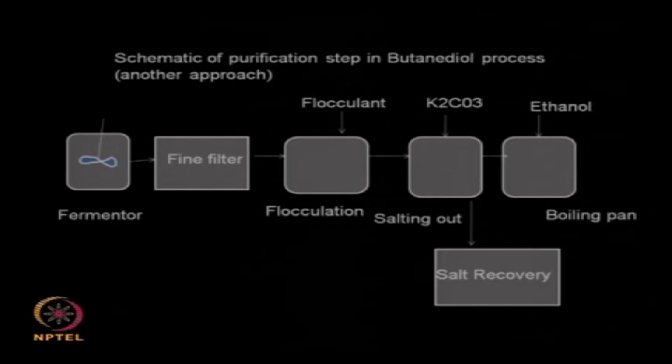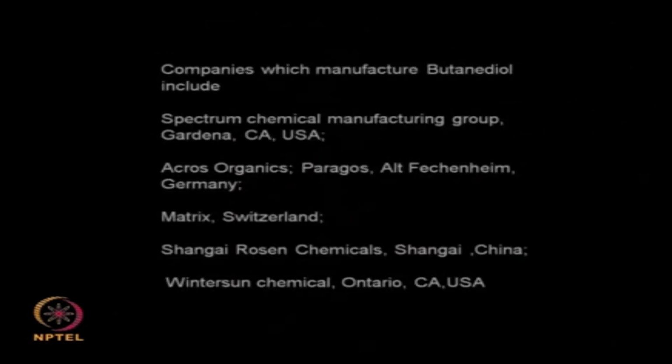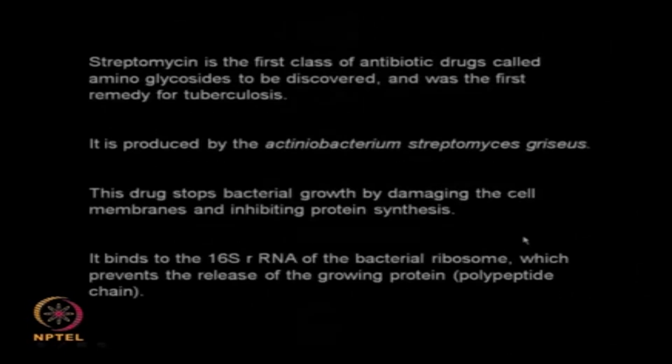So, each of these approaches requires different types of downstream steps. Companies which manufacture butanediol, you can see some American companies, some German companies, some Swiss companies, even Chinese companies, they all are involved in the manufacture of butanediol.